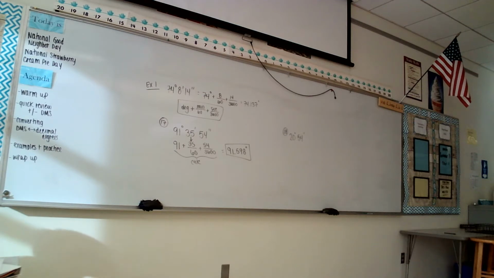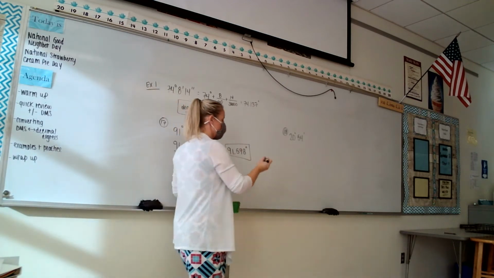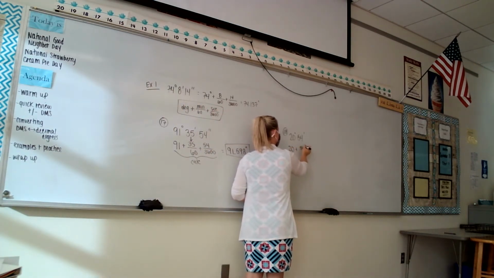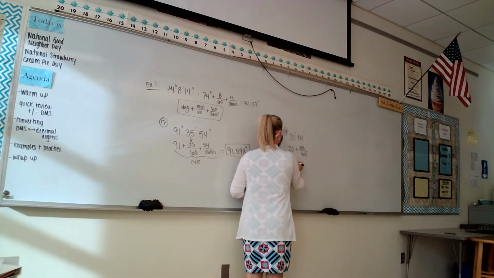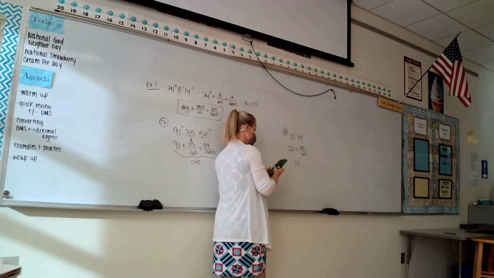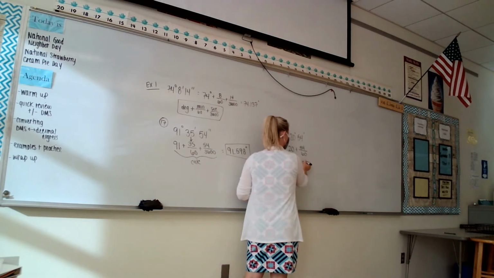So that one should have been pretty quick. Degree stays the same. Put your minutes over 60. And then just throw that in your calculator. That's gonna come out to 20.9. Remember with your answer, you should always have a degree symbol.